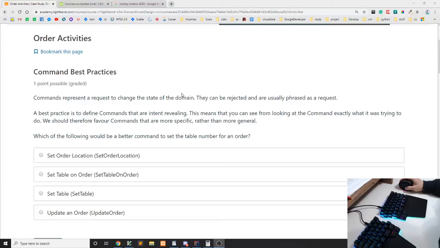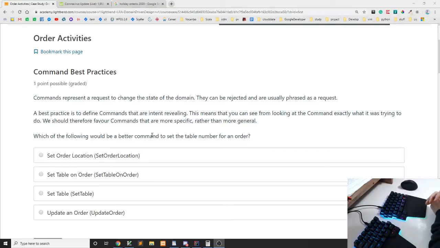and best practices. Commands represent a request to change the state of the domain. They can be rejected and are usually phrased as a request. A best practice is to define commands that are intent revealing, and this means that you can see from looking at the command exactly what it was trying to do. We should therefore favor commands that are more specific rather than more general.